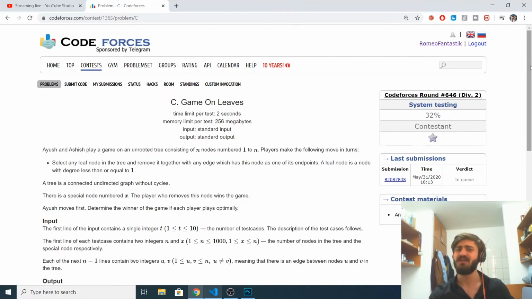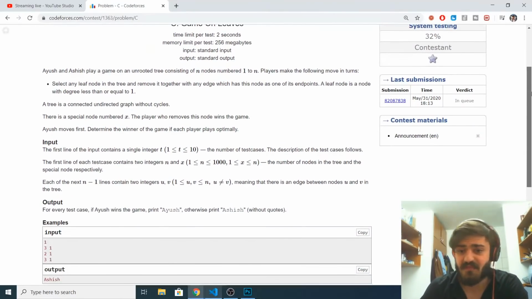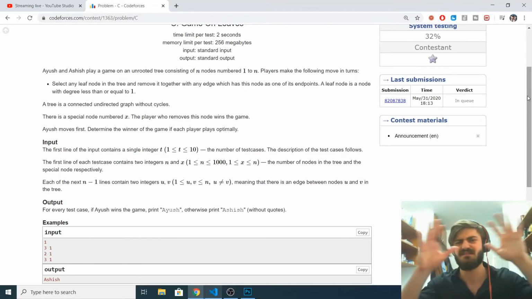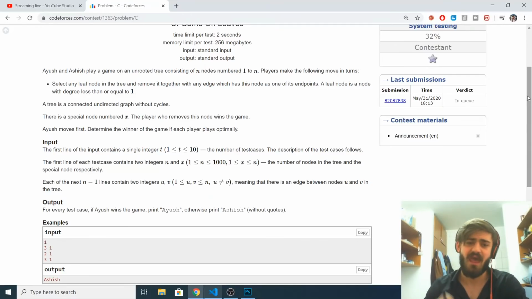So C was pretty tricky actually, I thought a little bit about the C. As you know, the statement, you are given a tree, right? And you have n nodes, and this tree is unrooted, so it's just another tree, no root, cool. And you basically have two players, which are Ayush and Ashish. Alright, sorry to my Indian problem setters, but I'm not going to use these names. I'm going to say Alice and Bob. It's standard for math games and stuff like that.